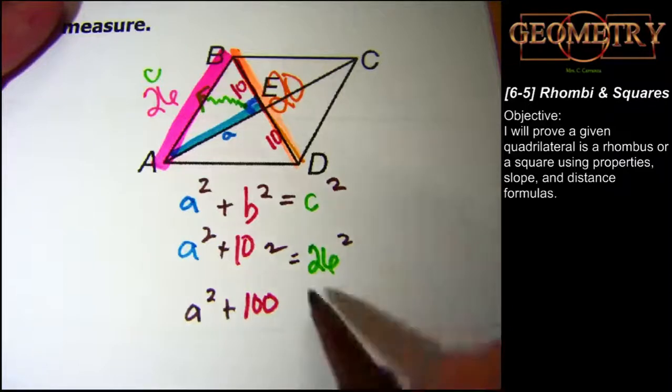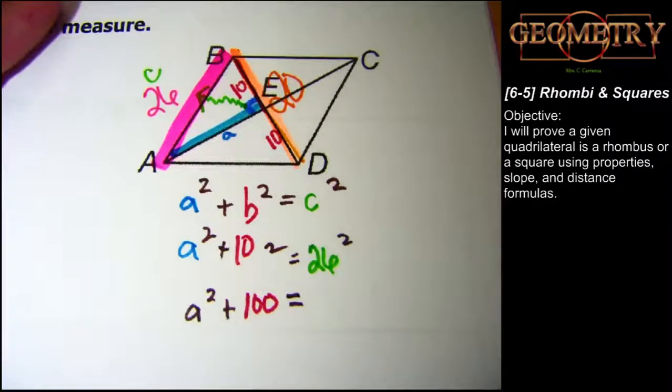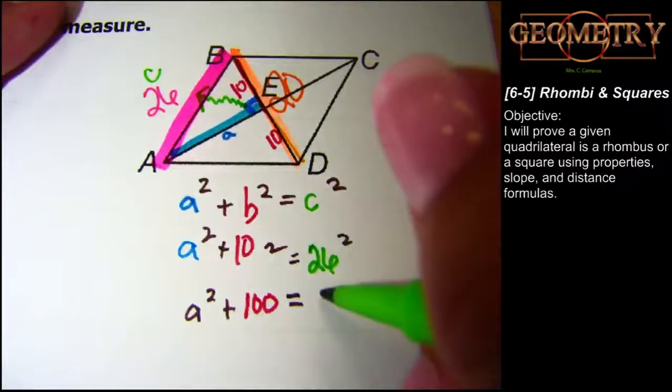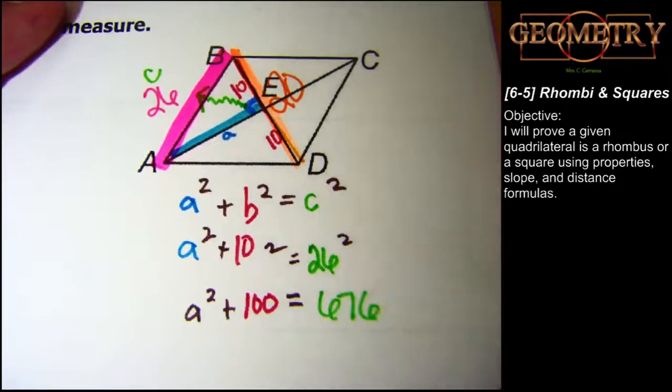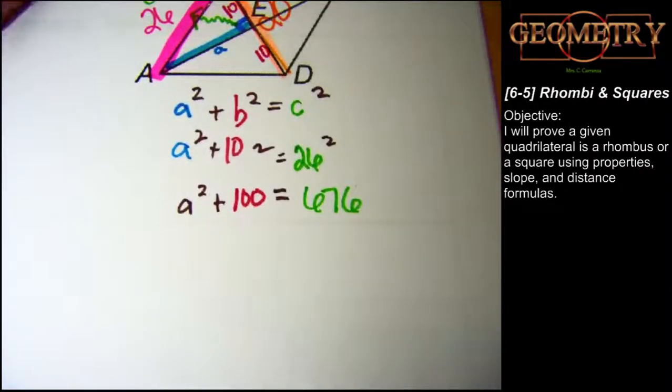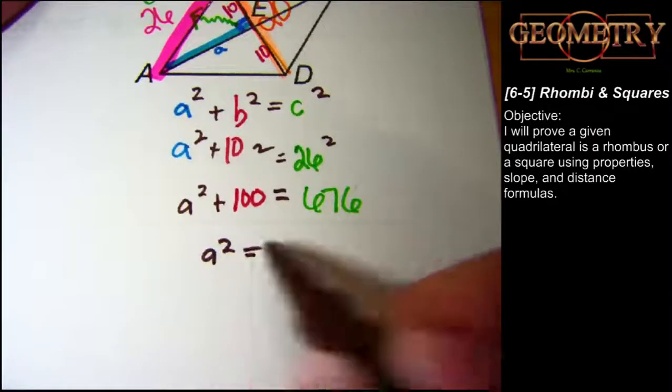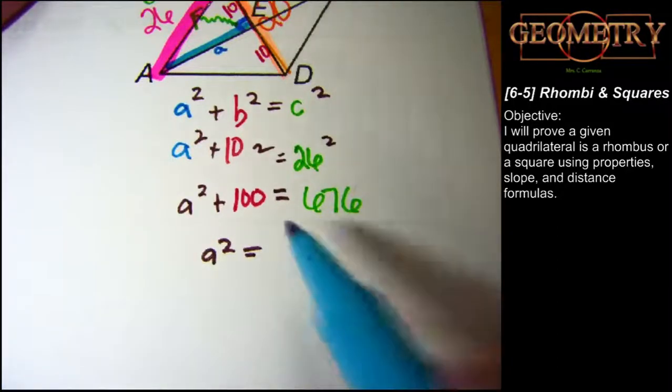You're probably going to need your calculator apps though, because I have no idea what 26 squared is. It's 676, I think. Yes, it is. Okay, thank you. And now I'm going to subtract the 100 from both sides. Minus 100.